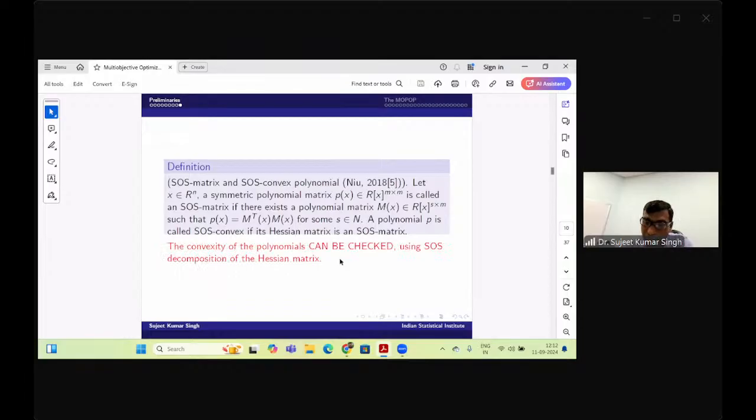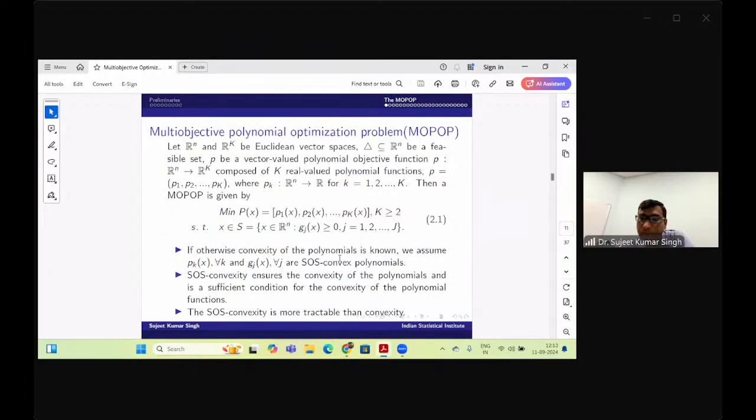And now we'll go to the multi-objective polynomial optimization problem. So in a multi-objective polynomial optimization problem, we consider several polynomials to be optimized together. Several polynomials means more than one polynomial, then only it will be multi-objective, otherwise it is a single objective optimization. So a multi-objective optimization must have multiple objectives in the objective function itself, subject to some semi-algebraic set S, where S consists of all the polynomials Gj greater than or equal to 0.